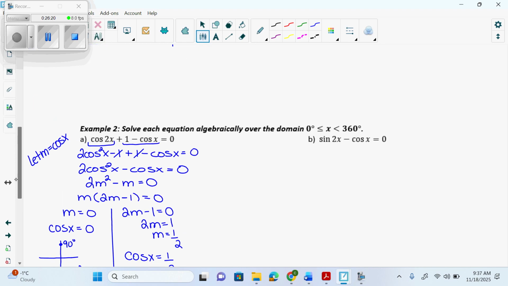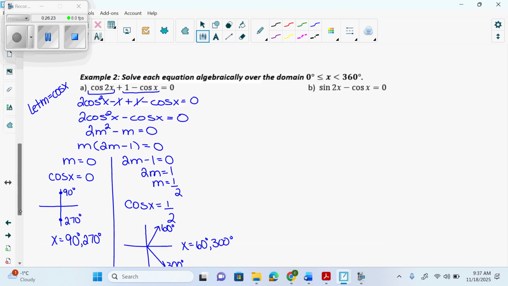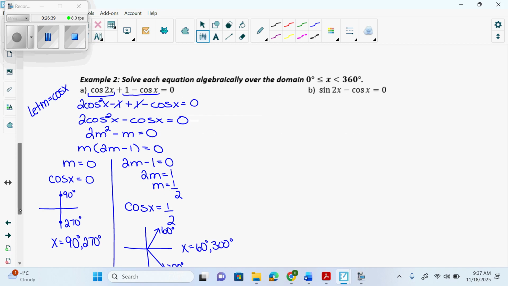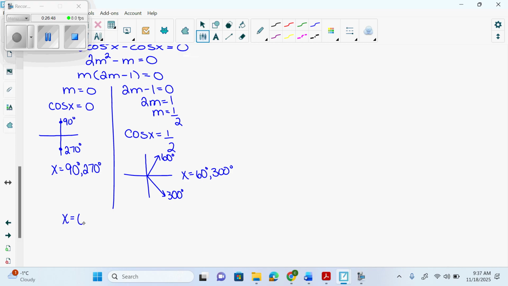If I took 90 degrees and plugged it into this side of the equation, I would get 0 equals 0. I can check every single answer. Remember, we checked answers since we were little: put something into the left side, see if it equals the right side. I could put all 4 of these answers in for x, and they would get 0 equals 0, and I would know I was right, because you can check your solutions whenever you solve. So we get x equals 60 degrees, 90 degrees, 270 degrees, 300 degrees.